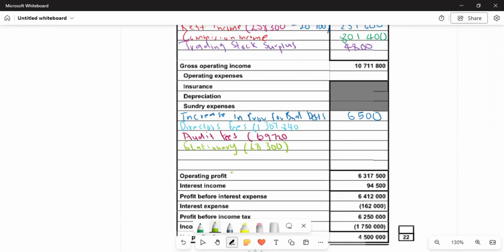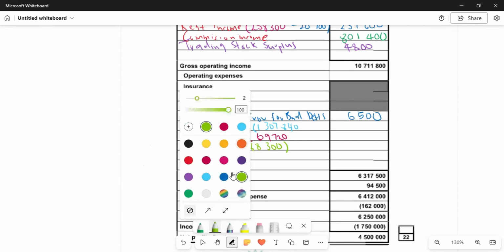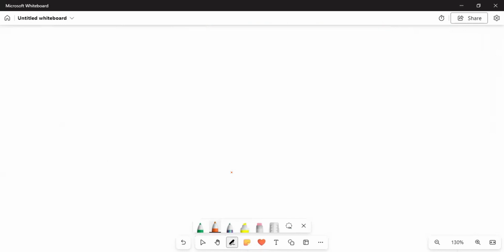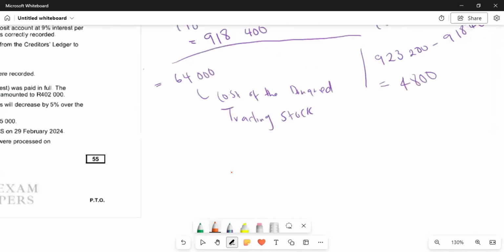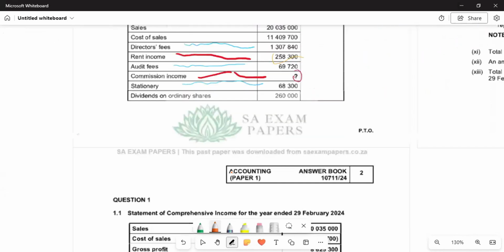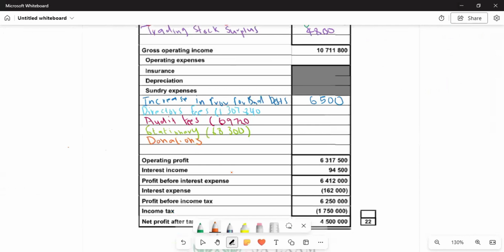Also, remember, I donated trading stock, right? And your donations always form part of your expenses. So I need to recognize my donation, the cost of that trading stock I've donated. So here I also have donations. Now, what is the cost of that trading stock I've donated? It's 64,000. This is the cost. So my donations, I'm going to recognize them as 64,000.